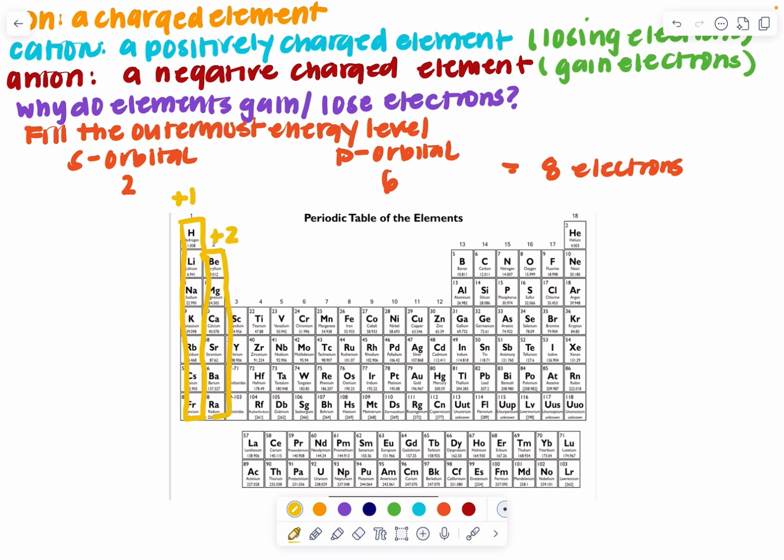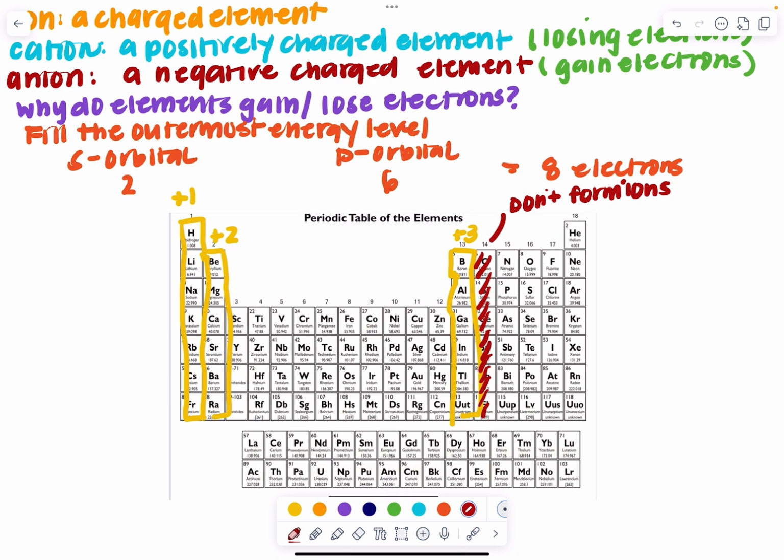Same thing with group 2, except they have 2 valence electrons. So we remove 2, that'll give us a +2. And then group 13 will be +3. We'll talk about the transition metals towards the end of the lesson. Remember that group 14, carbon, silicon, germanium, tin, these don't form ions. It's like that awkward number where do they gain 4 or do they lose 4? So they don't form ionic bonds, they form something called covalent bonds, which we'll talk about when we get back from Thanksgiving.